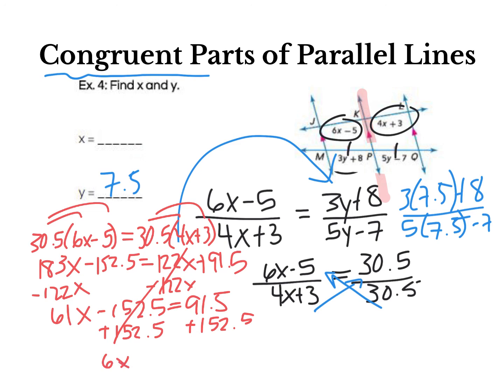61x equals 91.5 plus 152.5, which is 244. Divide both sides by 61. We're finally at whole numbers. And then it brings us back to decimals, which is 40.66666. So x equals 40.67.